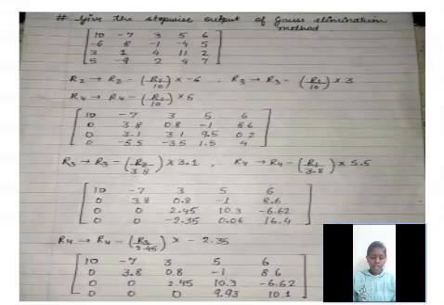Now we will apply one more transformation. R4 gives R4 minus R3 upon 2.45 into -2.35. So the matrix now will be 10, -7, 3, 5, 6; 0, 3.8, 0.8, -1, 8.6; 0, 0, 2.45, 10.3, -6.62; 0, 0, 0, 9.93, 10.1.